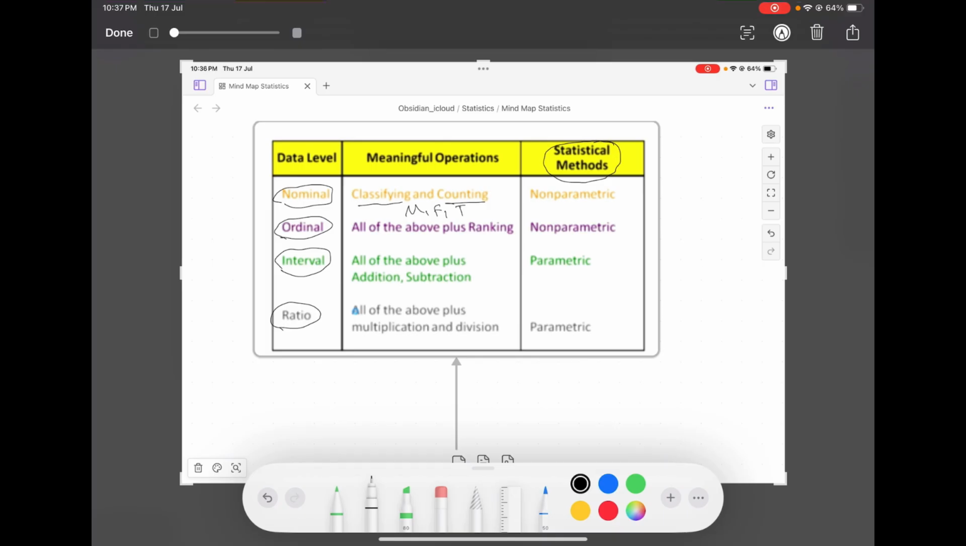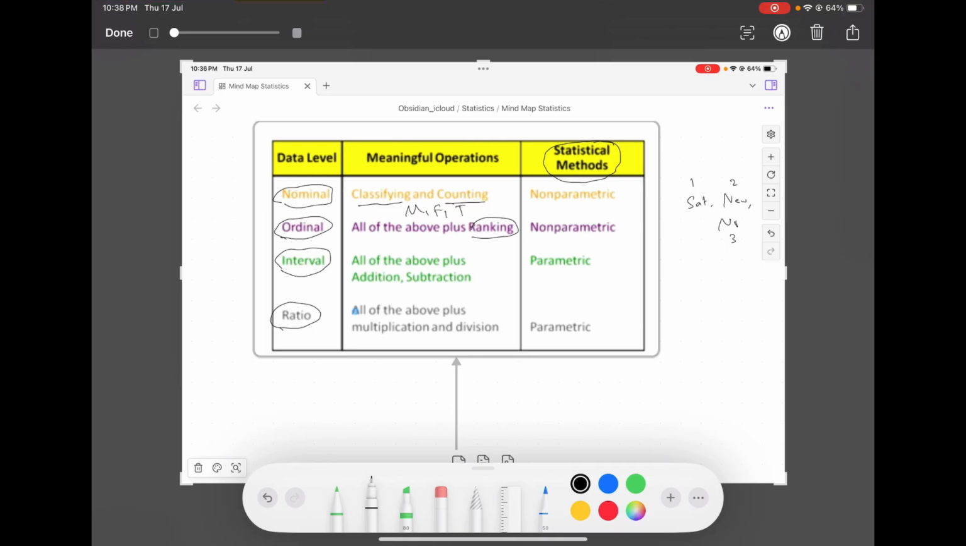Coming to the ordinal data, we have seen the product satisfaction level, like satisfied, neutral, not satisfied. There is some kind of a ranking between them, and you cannot have a difference between them. So what all operations can you do? You can classify it, you can count it, and you can rank it. That means this has the highest rank, this is the second highest rank, this is the third highest rank, like that. You can rank it. Now coming to the interval data.